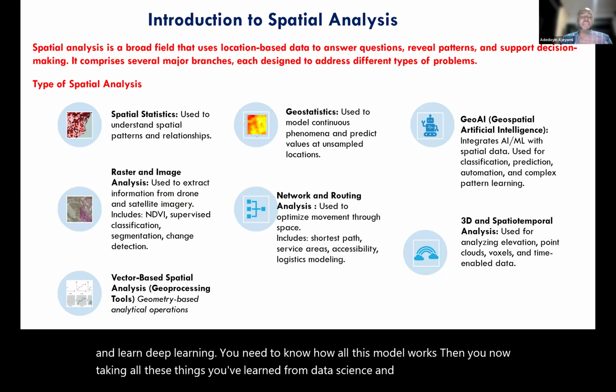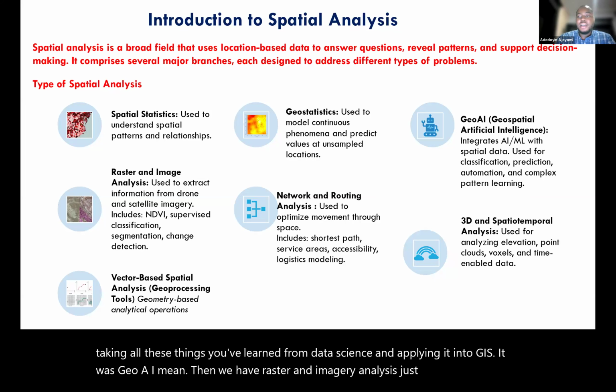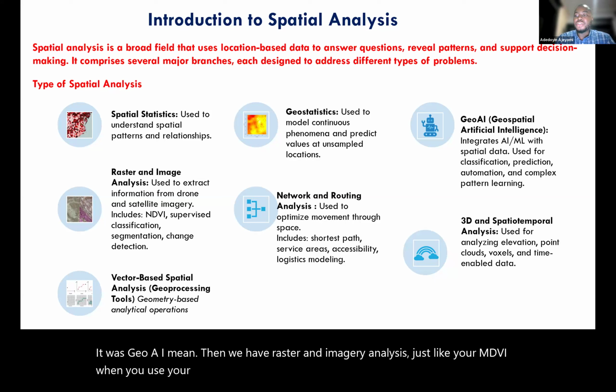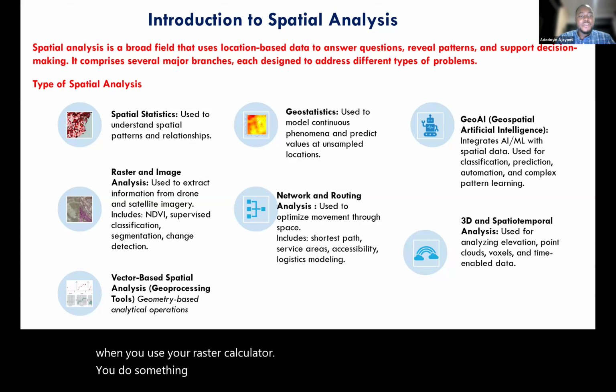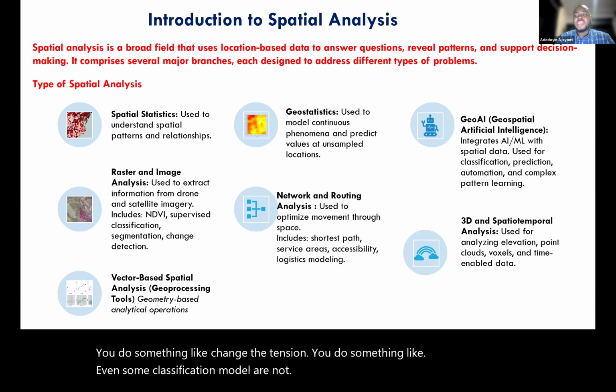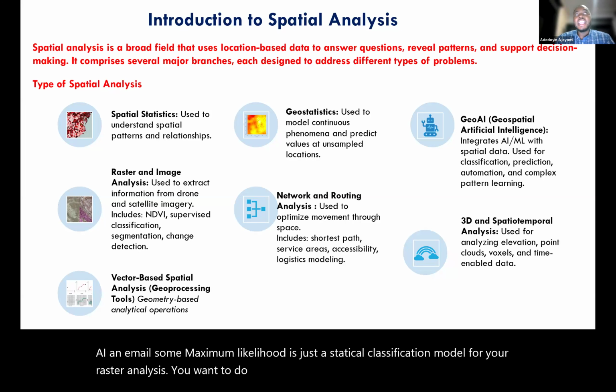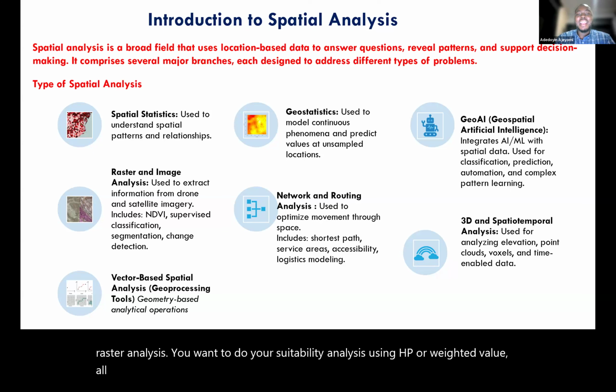That is what GeoAI means. Then we have raster and imagery analysis, just like your NDVI. When you use your raster calculator, you do something like change detection, and you do some classification models that are not AI and ML. Maximum likelihood is just a statistical classification model for your raster analysis. You want to do your suitability analysis using AHP or weighted overlay, all those things are raster and image analysis. Then we talk about networking and routing.